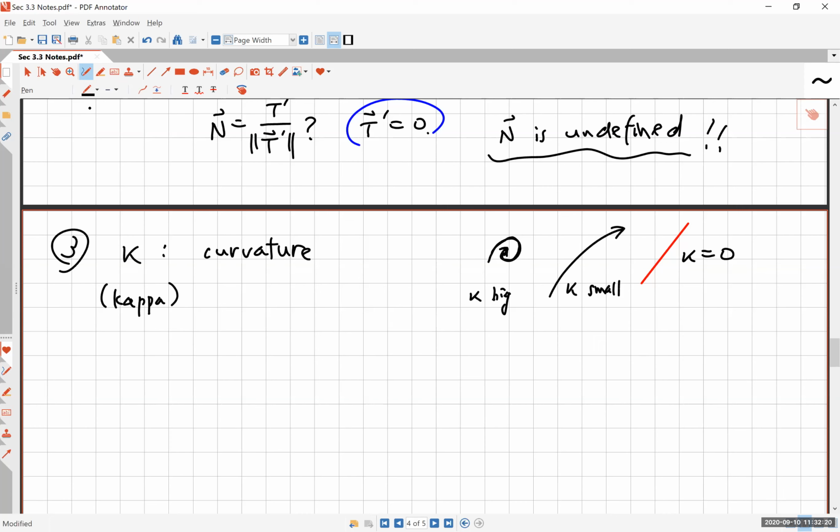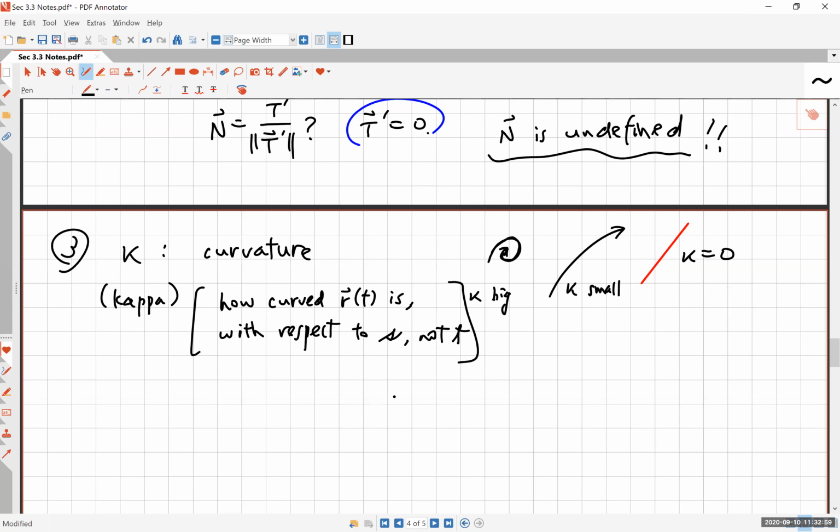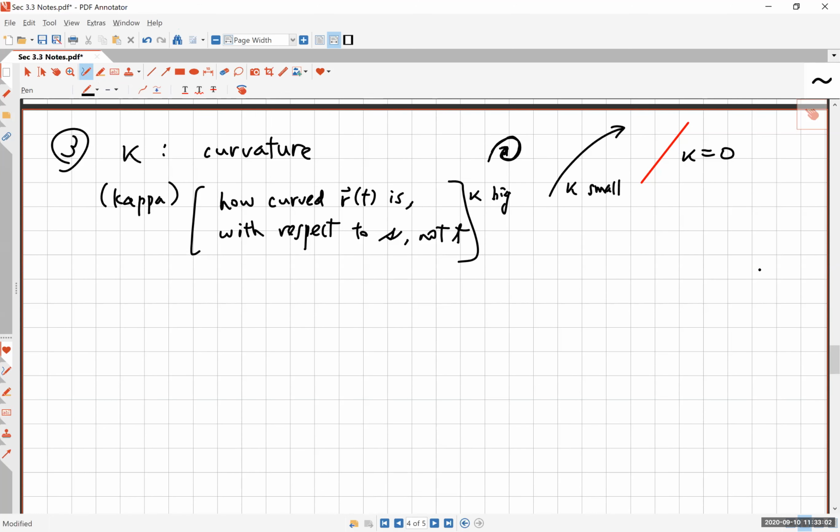Like when you talk about the curvature of a ball pitched in baseball or something, obviously the curvature has to do with how much the path of the ball is curved. All right, so this measures how curved R of t is, okay? But there's something important about this. What's important is that it is with respect to the shape of the curve, not with respect to t. Right? This is an important point, okay? So let me explain what I mean by this.